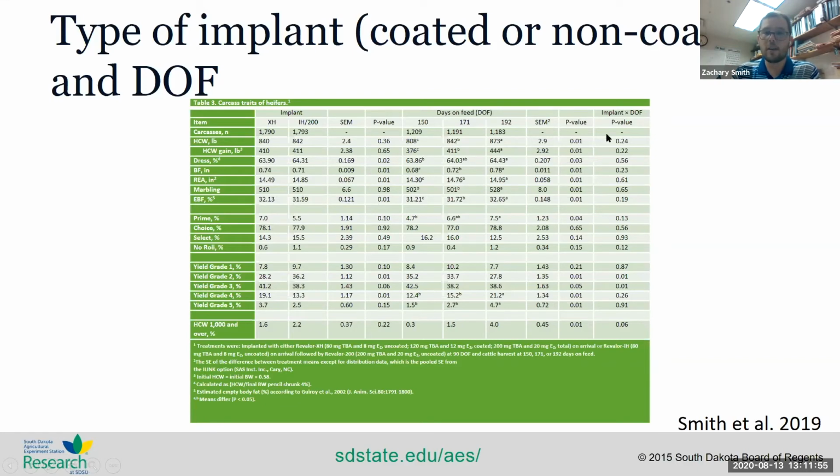What's really interesting here on days on feed is that as we increase days on feed by 42 days, we're able to increase carcass weight by about 65 pounds. We increase carcass gain, we increase dressing percent, the cattle get fatter, there's a linear increase in marbling, and we get greater quality grades. And we also increase the percentage of cattle grading prime, and a reduction in cattle grading select. But you can also see here that we increase the amount of heavy carcasses.